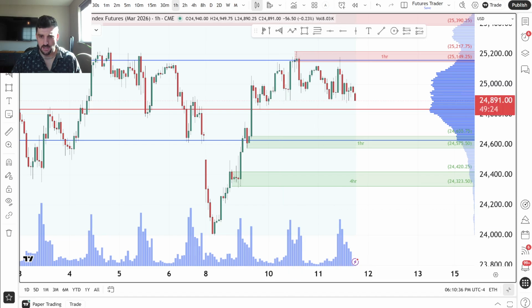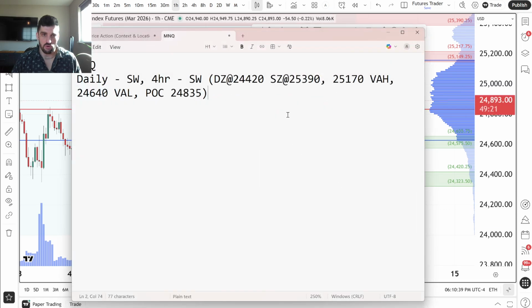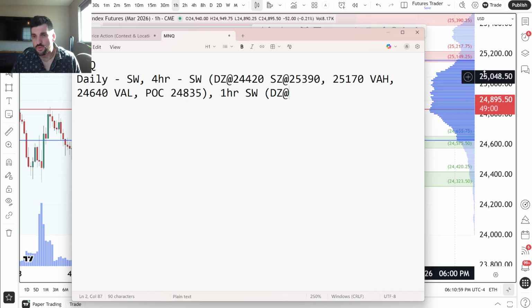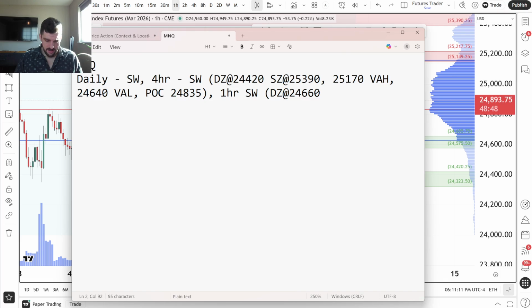So now I'm going to make notes, and I'm going to start stair stepping down even more, all right? So I see the 1-hour is still sideways in my opinion. And we have a DZ, demand zone, at we'll call it 24,660. And then we have a supply zone at 25,150.